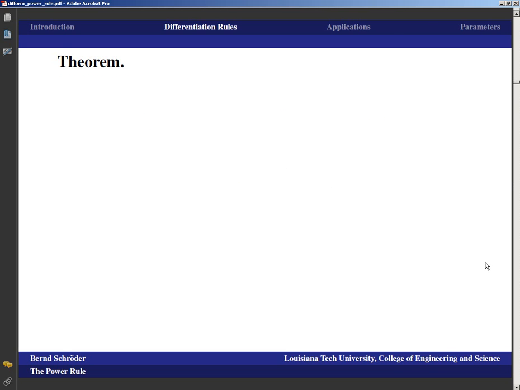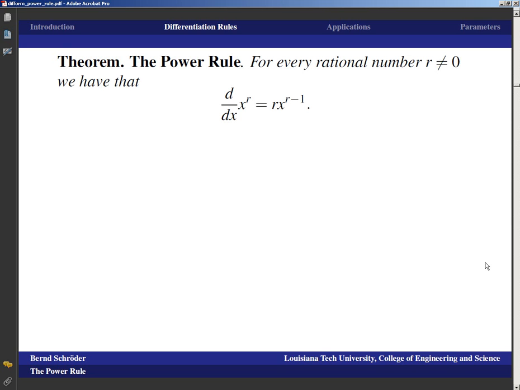Okay, so the theorem that sums up these differentiation rules, first of all, we have the power rule, which tells us that for every rational exponent, the derivative with respect to x of x to the r is r times x to the r minus 1. Now, the derivation that we've seen only worked for positive integer exponents, but it turns out with some more algebraic finesse that we're not going to worry about in this presentation, you can prove this for every rational number, and then with some more machinery, you can actually prove it for every real exponent.